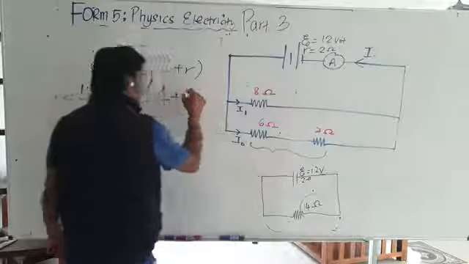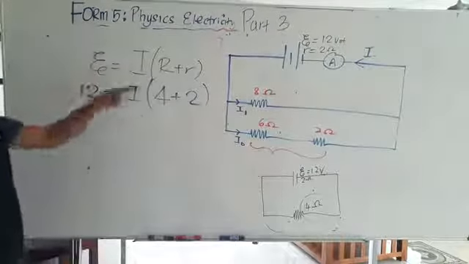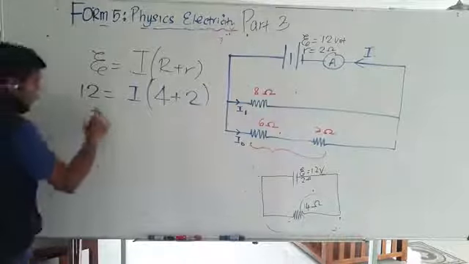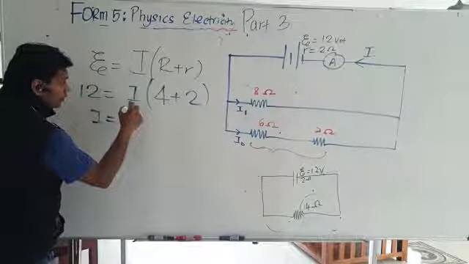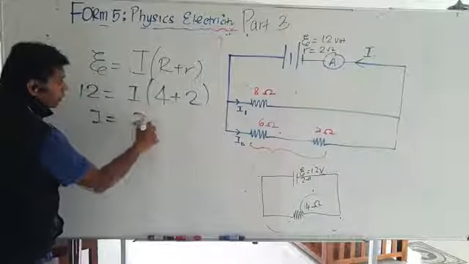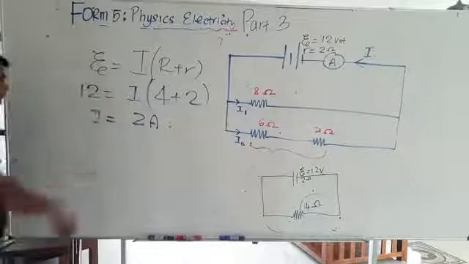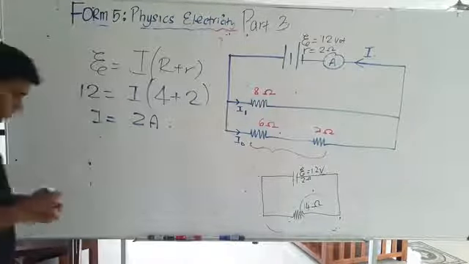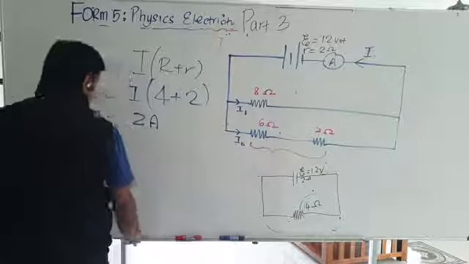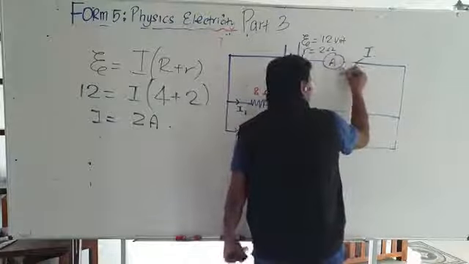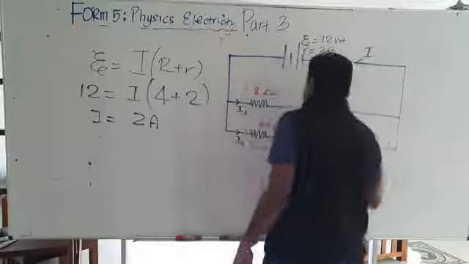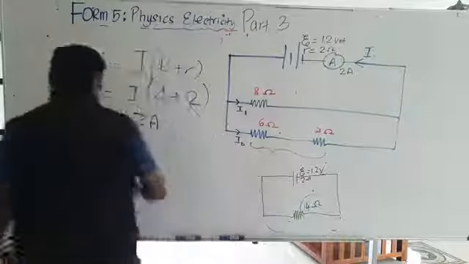Internal resistance 2. Divide, what do you get? Which means the current which is flowing is going to be divide. So now the current which is flowing through here, an ammeter is going to show 2 amperes. 12 divided by 6.